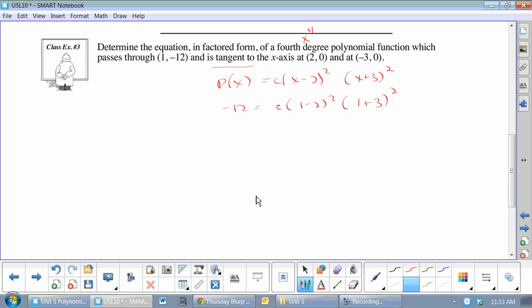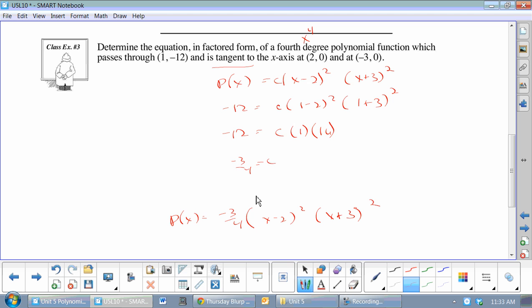Okay, so -12 equals c times 1 minus 2, which is -1. So -1 squared is 1. And then 1 plus 3 is 4. 4 squared is 16. So we're doing -12 divided by 16, which is -3/4 equals c. So my final equation is p of x equals -3/4 (x minus 2) squared (x plus 3) squared.